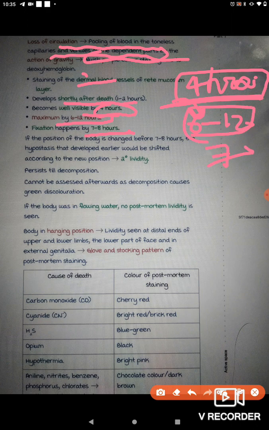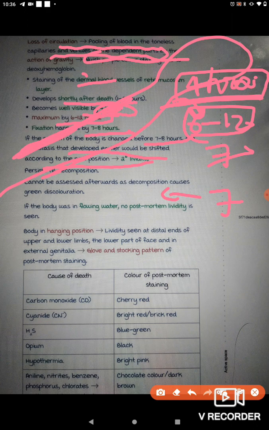So this hypostasis, suggillation or vibices cannot be changed after 7 to 8 hours. Hypostasis that developed earlier should be shifted according to the new position; this is secondary lividity. So before 7 hours, if we change the position, the postmortem staining will shift to the side that is more dependent. For example, if the body was first in supine position, postmortem lividity is seen in the dependent part, but only 4 hours have passed, which is less than 7 hours. If we change the position, the area that is now the most dependent will take the postmortem staining, but after 7 hours it cannot be reversed.